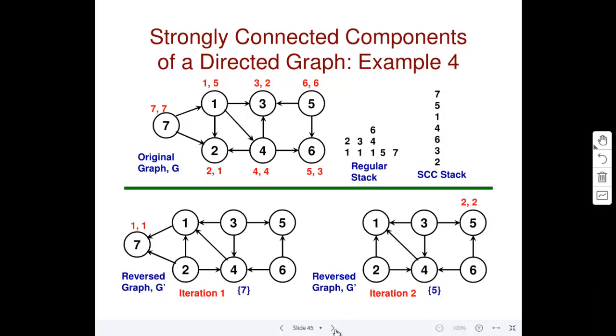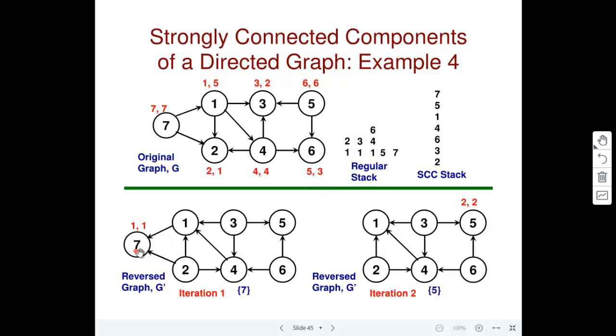Now let us go through one more example. So again, you run depth first search on the given graph and build this SCC stack. So this is now the SCC stack. Now reverse the directions of the edges. So this is the reverse graph. Start depth first search from the vertex that's on the top of the SCC stack, so that is vertex 7.